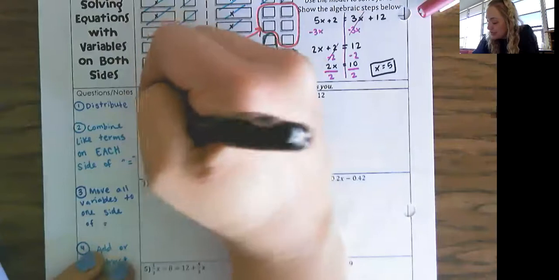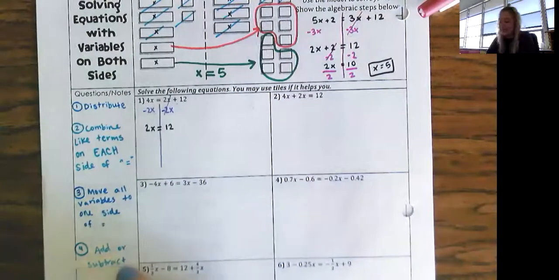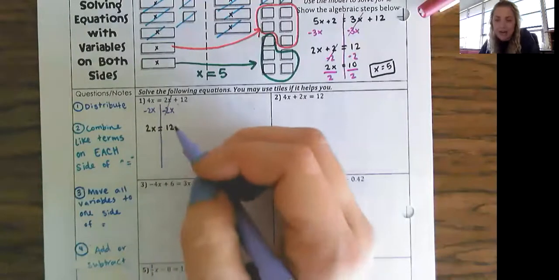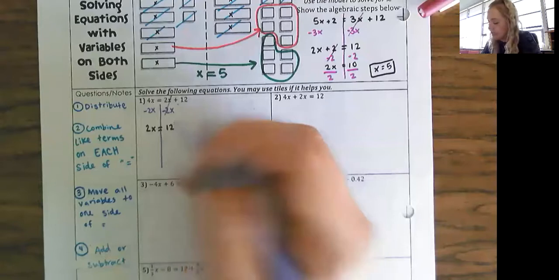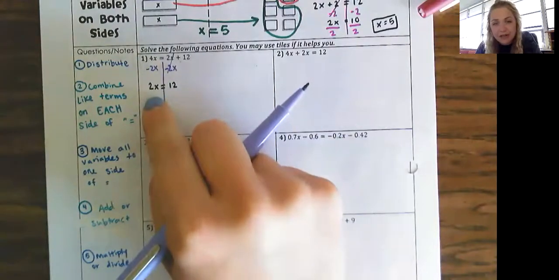So 2x equals 12. All right, next, add or subtract. Is there anything that I can do to add or subtract here? Well, there's nothing being added or subtracted, so I don't have to undo either of those things. Last, multiply or divide. Okay, there is multiplication here, 2 times x.